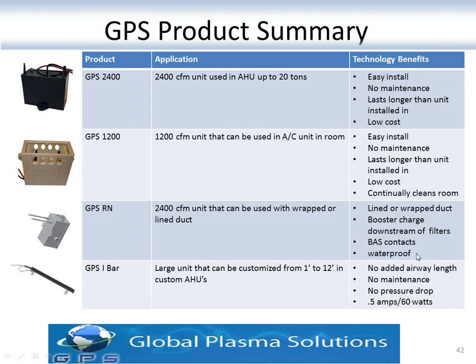I got a lot of questions from engineers who have commercial humidifiers in the ductwork, and they say, can I put this down the ductwork? Absolutely. And then there's the IBAR. You can see that we just talked about. And there's no pressure drop, and it's about half an amp at 60 watts. So not a whole lot of amp draw.